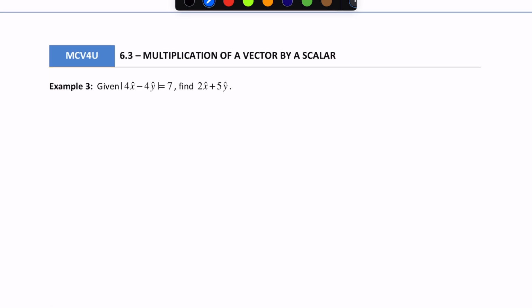Okay, and then our third example, again, it says given 4 vector x minus 4 vector y is equal to 7, find 2 vector x plus 5 vector y. Again, what we don't know this time is we don't know the angle between vector x and vector y.